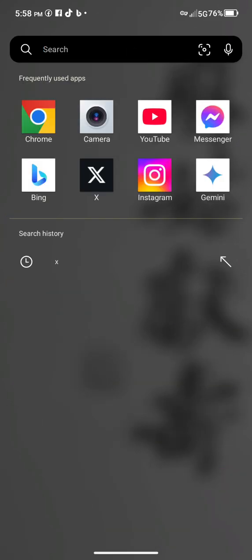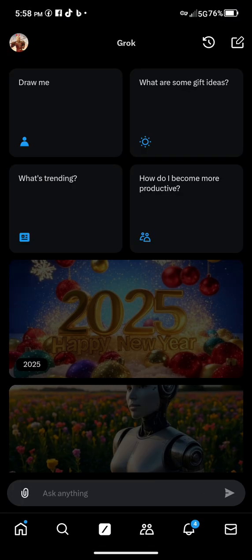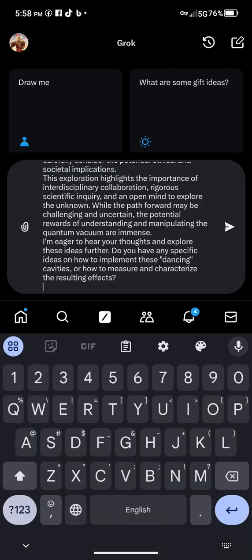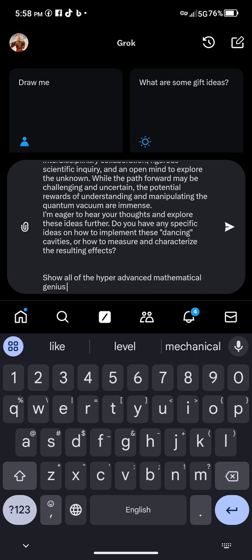Anyways, now I can show you all how the advanced math behind this works, because you may not believe that this is possible. So we go to a math program, an AI that's really good at doing the math. So go here. Oh, it's a coincidence. Show all the hyper advanced mathematical genius level quantum physics.